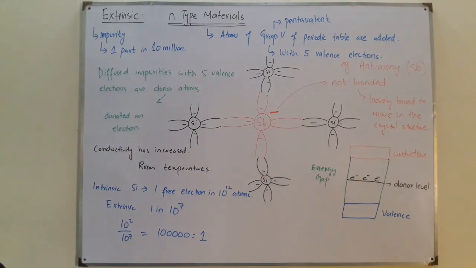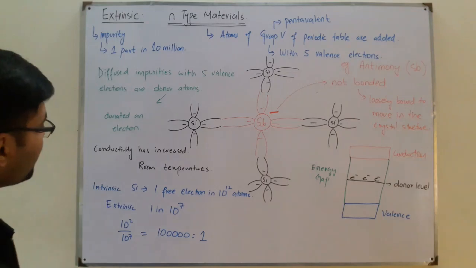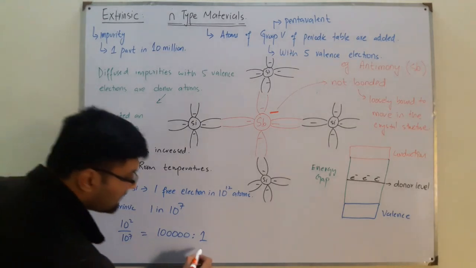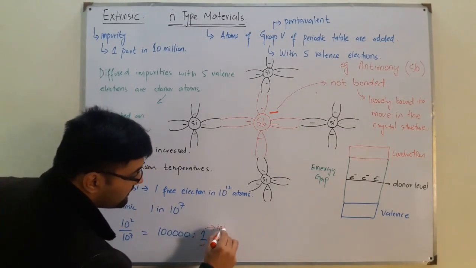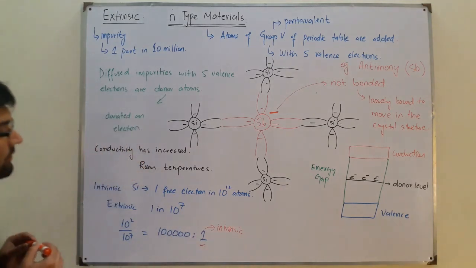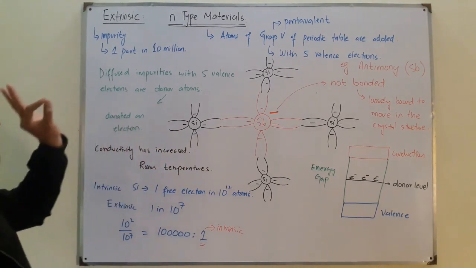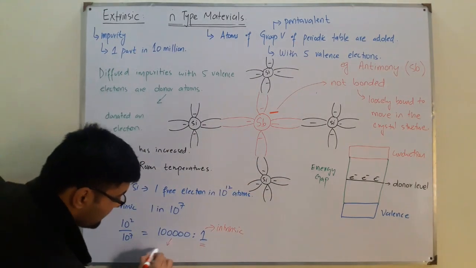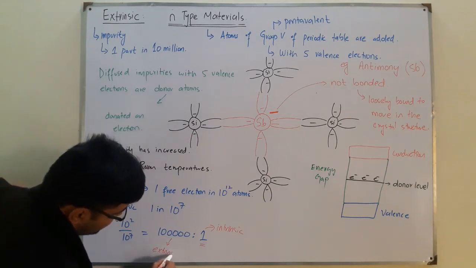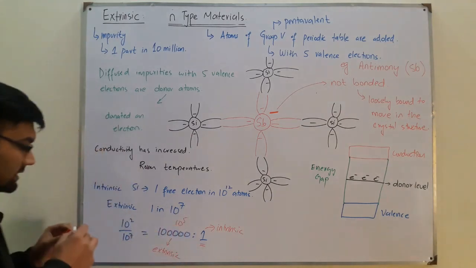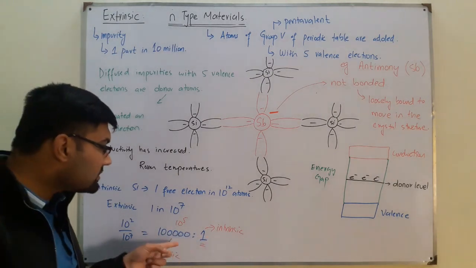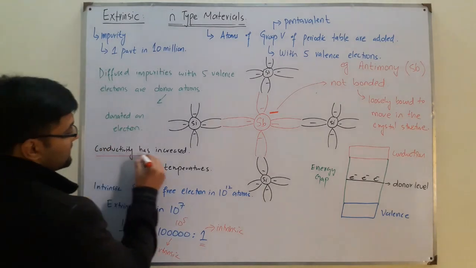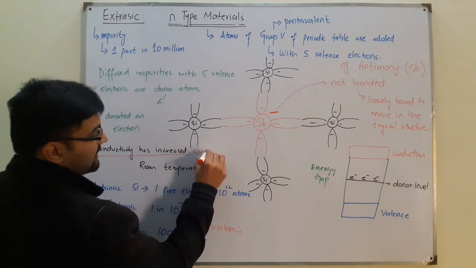Okay, now what do you have? If you have a pure silicon material, it has only one free electron, right? That is the one free electron for intrinsic. And now if you have an extrinsic material like this, where only one impurity atom is added in 10 million pure atoms, you have this much of free electrons, which is 10 to the power 5. In the pure form you have only one. In the extrinsic form, you have 10 to the power 5 free electrons, which means the conductivity level has increased significantly.